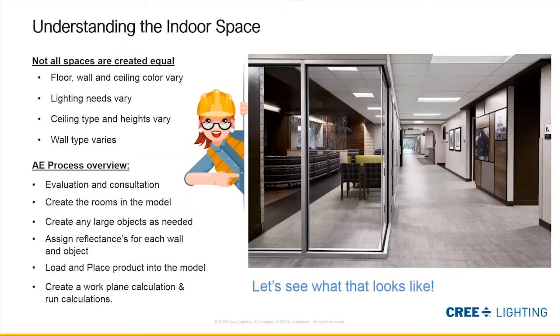Let's take a look at the image here on the right as an example. The floor, the wall construction, and the ceilings have all different types and colors. This means that we'll need to assign different reflectance values for each part of that room. We can observe here that we have a glass wall partition that allows light to pass through and contribute to the corridor.